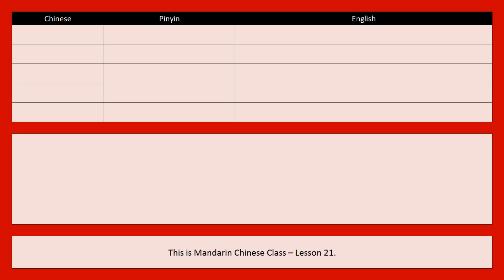This is Mandarin Chinese class, lesson 21. Our first word is 天. This is the noun, day. The pinyin is T-I-A-N and it's the first tone.